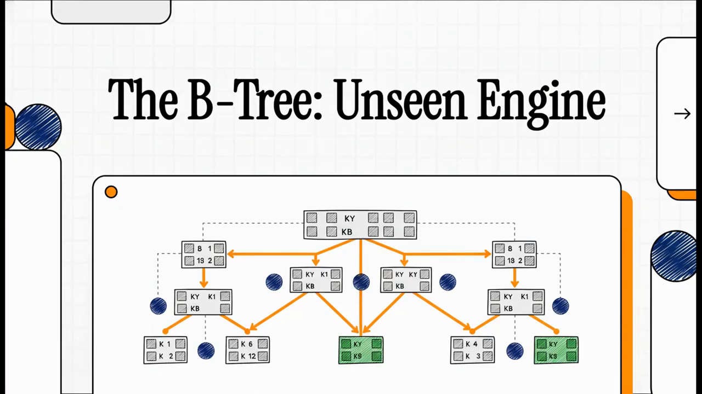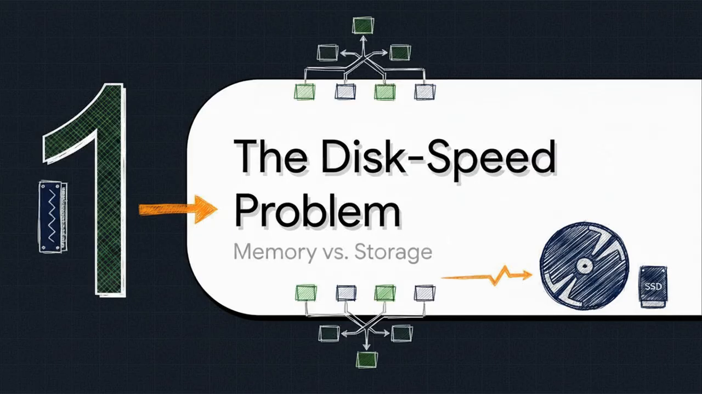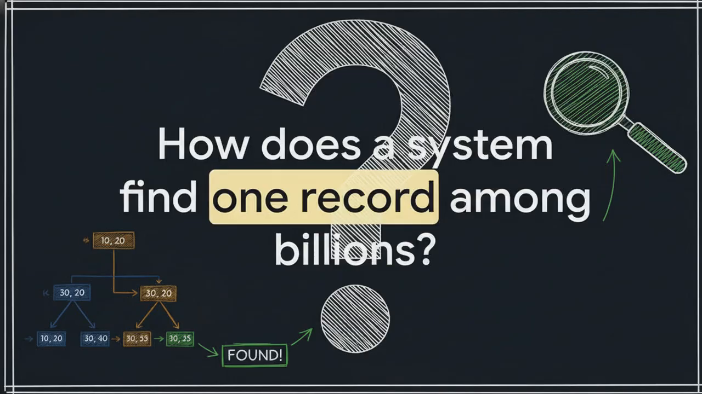And today we're going to pull back the curtain and see exactly how this unseen engine makes our modern digital world tick. But before we can really appreciate just how clever the B tree is, we have to understand the problem it was built to solve. And trust me, it's a big one. It all comes down to the absolutely massive difference in speed between a computer's main memory and its physical storage.